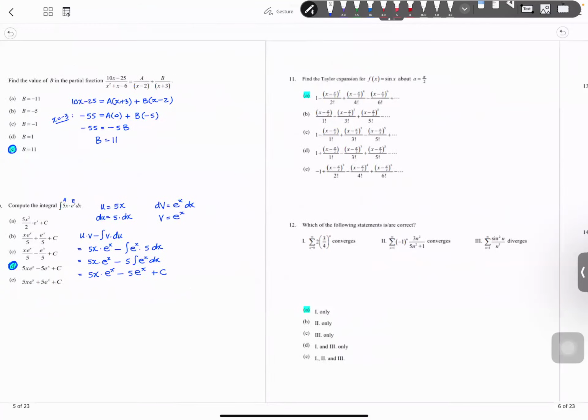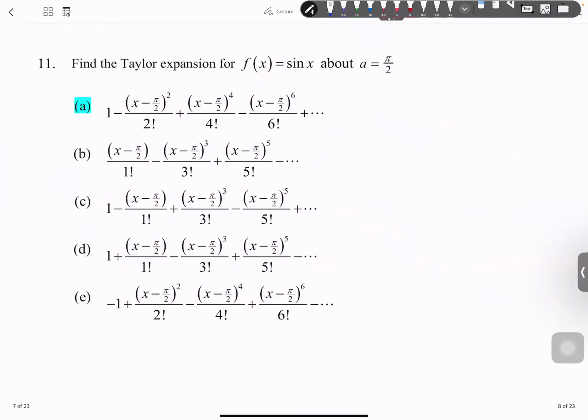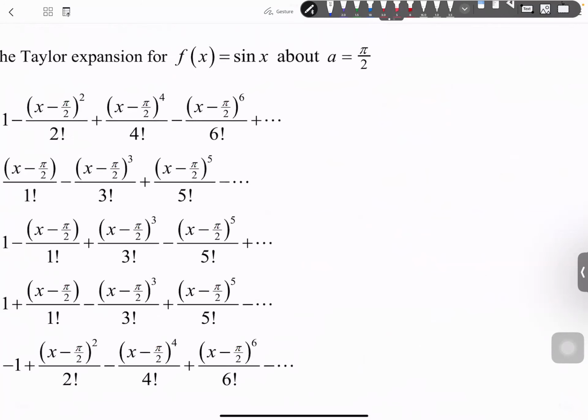All right, problem number 11. We're asked to find the Taylor expansion for f of x equals sine of x about a equals pi halves. In order to do this, I'm going to first have to find some derivatives. So I'm going to start with f of x is equal to sine of x. I'm going to have to write kind of tiny here.